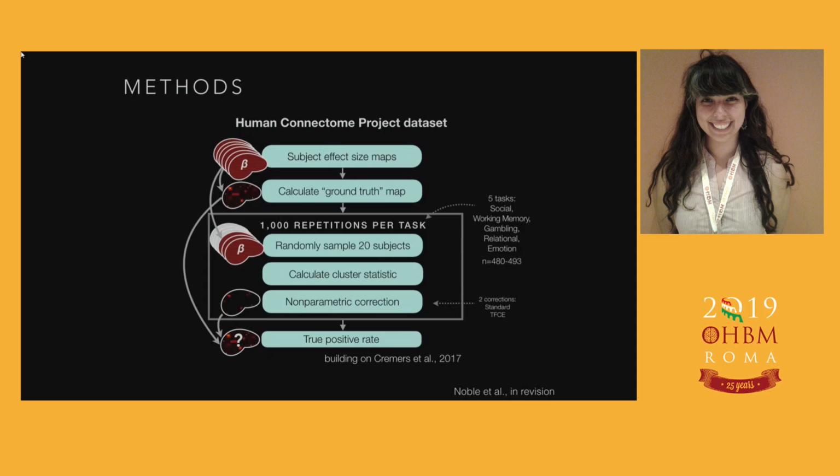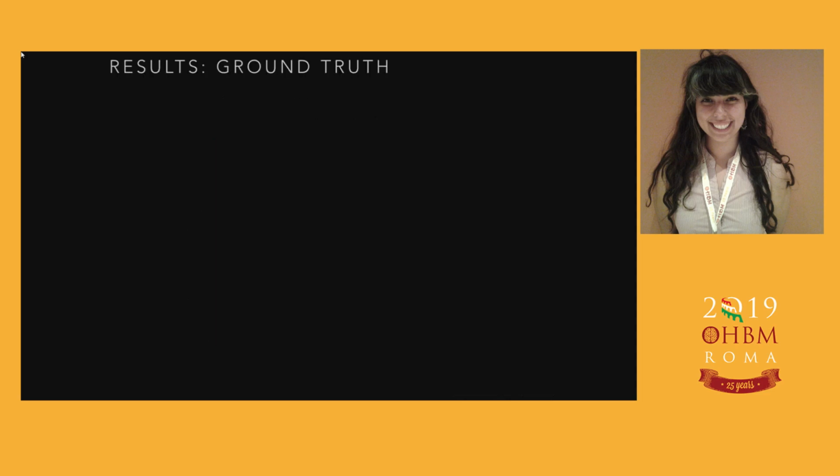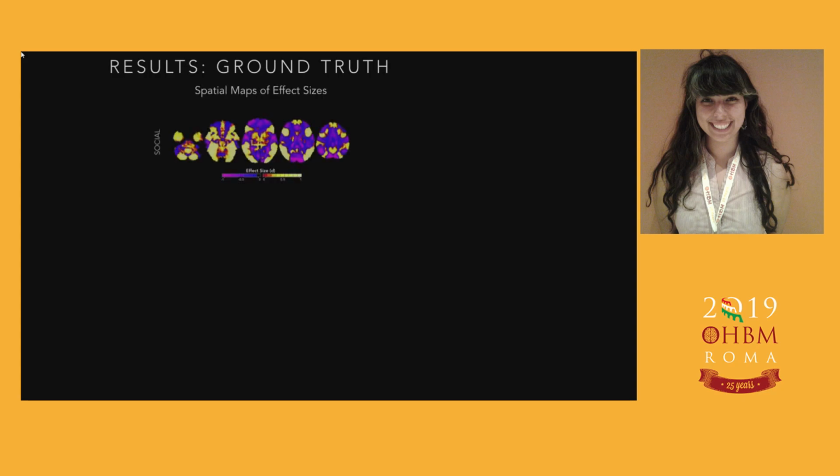And here are some results. These are just the ground truth results. So this is the map of effect size at each voxel for the social task. And here's a histogram of those effect sizes.